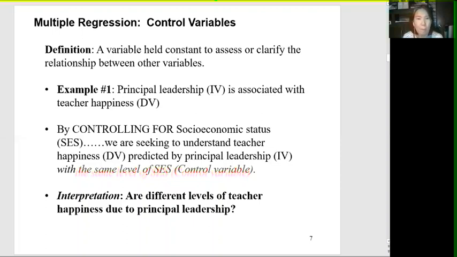Anyway, by controlling for socioeconomic status, we are seeking to understand teacher happiness predicted by principal leadership with the same level of SES. Okay. All right.